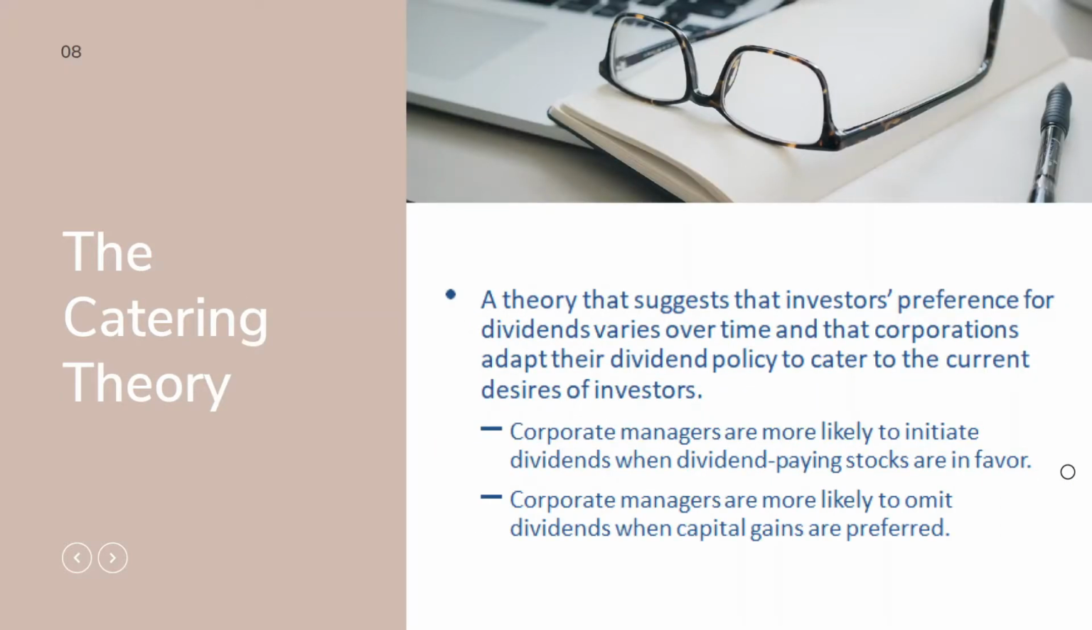The most recent explanation of dividend policy is the Catering Theory of dividends. This theory suggests that investor preference for dividends varies over time, depending on the market conditions. For some times, investors may prefer dividends. If that's the case, corporate managers are likely to initiate dividends to cater to the current desire of the investors. The dividend policy is therefore set to favor the firm's investors. If investors prefer capital gains because of tax reasons, then the company may decide to ignore the cash dividend, retaining the earnings for future capital gains. This is the Catering Theory of dividends.